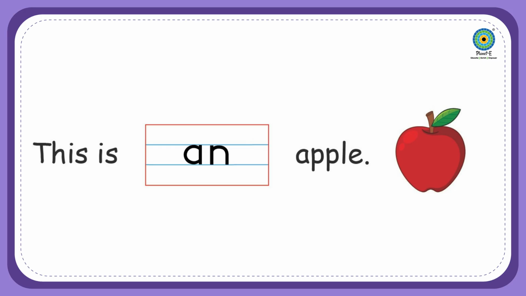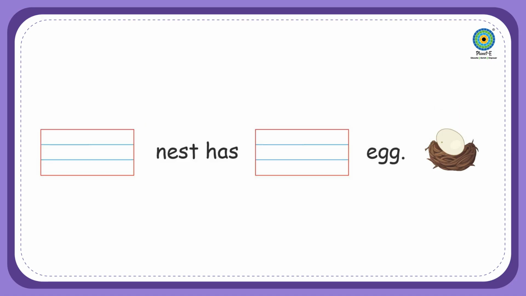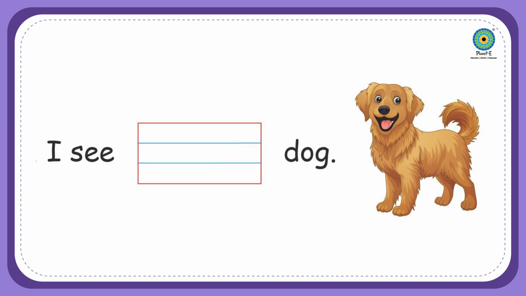This is an apple. The word apple begins with a vowel, so use an. The nest has an egg. I see a dog.